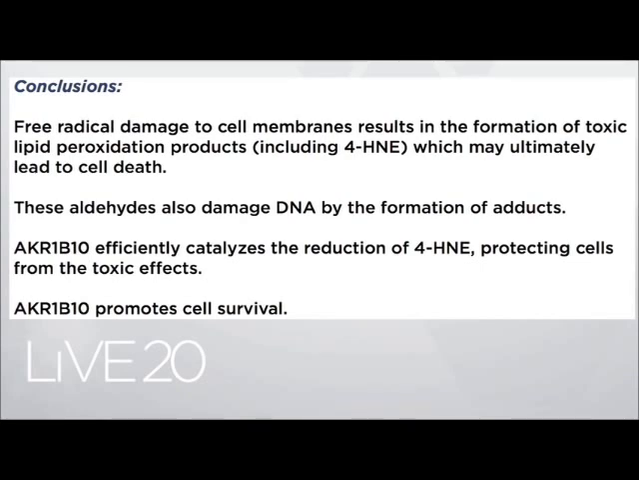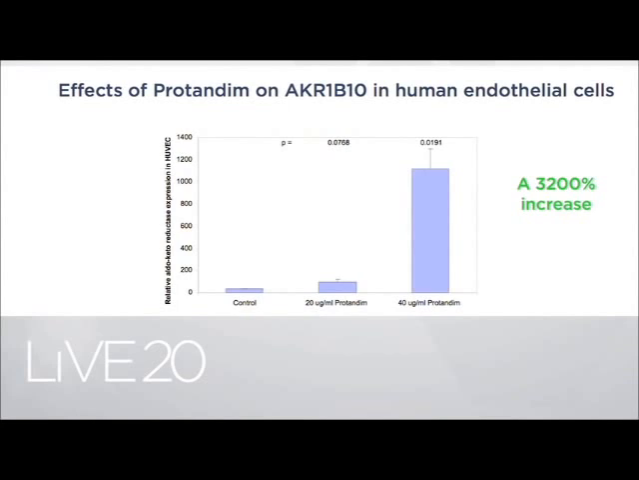These aldehydes damage the DNA. They can cause mutations. And the gene product efficiently catalyzes the reduction of 4-HNE, protecting cells from toxic effects. What does Protandim do to this gene? The one on the left is the control. And here you see 2 concentrations, a very low and a higher concentration of Protandim, a 3,200%, 32-fold increase in the production of this gene product. And this is a good one. The more of this you have, the more protected you are, right?